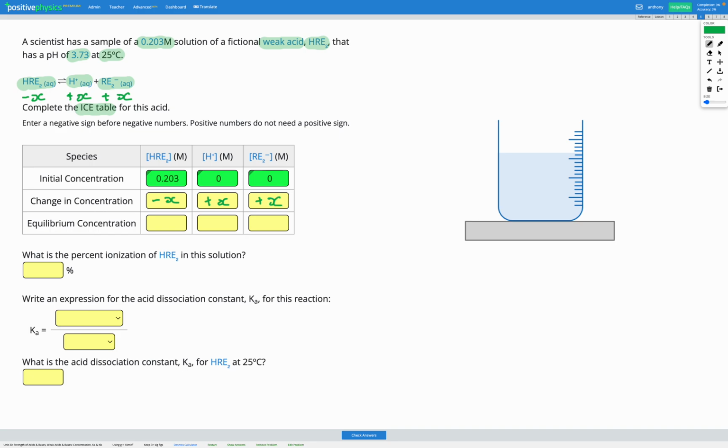And then for our equilibrium concentrations, all we have to do is add our initial and our change together. So it's going to be 0.203 minus X. It's going to be 0 plus X, which is just X, and 0 plus X, which is just X. So that's our information so far. We've also been told in the question that the pH of the solution is 3.73. So we can use the definition of pH to figure out the concentration of the H plus ions. Let's head to the reference sheet.